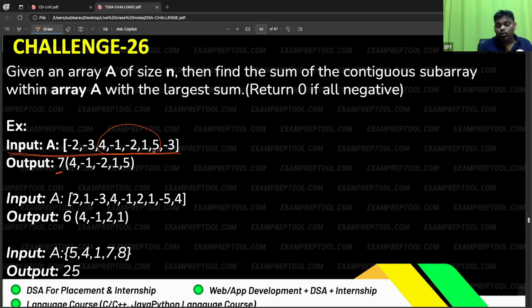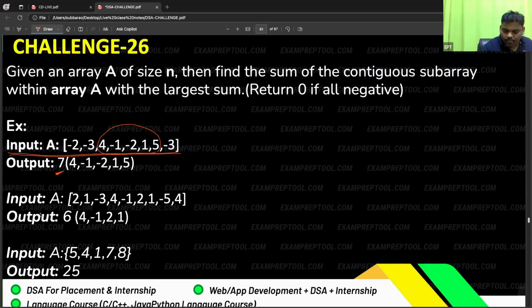You may say, sir, why don't you take only 4? If I take only 4, I will get 4. If I take only 5, I will get 5. Some people may say, why don't you take 4 and 5 directly? But it is not a subarray. Subarray means you have to take continuously. You are getting some negatives, but if you see both the corners, 4 and 5 are bigger values, and in between there are small negative values. You can still take them so that you will get the maximum value. So for the first example, the answer is 7.